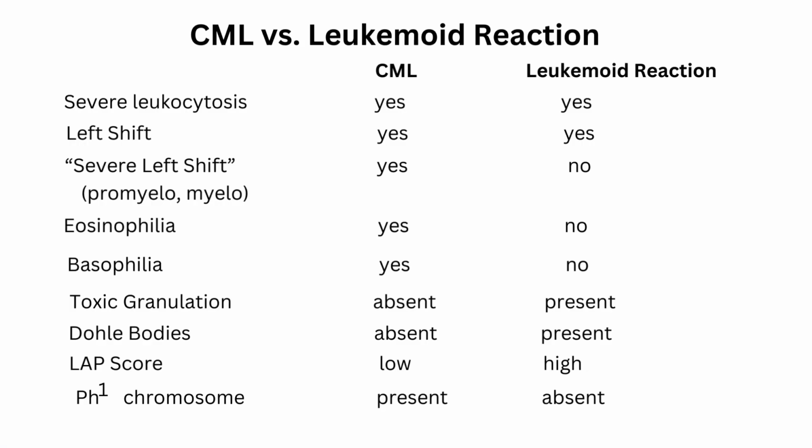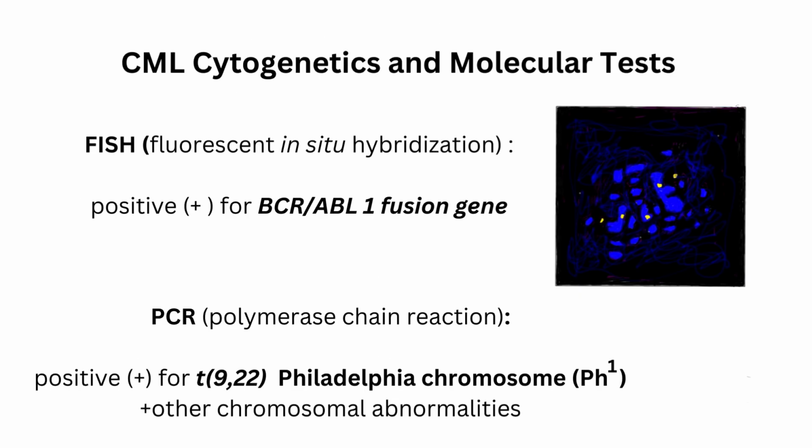In leukemoid reaction, we could see a severe leukocytosis and left shift, raising the suspicion of a leukemia. But you don't see a lot of promyelos, myelos, eos, and basophils in leukemoid reaction. LAP score and Philadelphia chromosome easily distinguish the two diseases. FISH, or fluorescent in situ hybridization, is positive for the BCR-ABL1 fusion gene. PCR, polymerase chain reaction test, may be positive for the translocation 9;22, the Philadelphia chromosome.